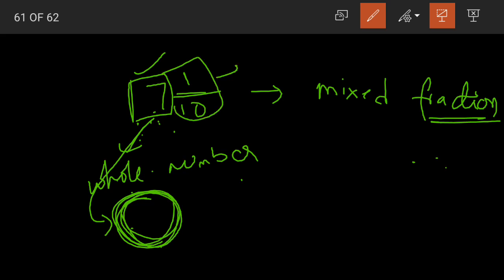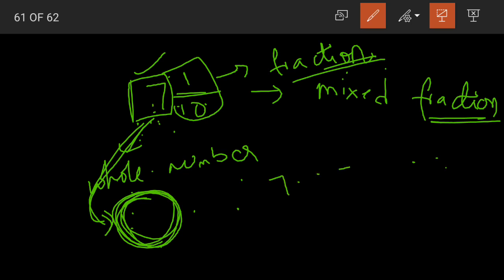And what is 1 by 10? 1 by 10 is our fractional part, is our fraction. That means we are having 7 wholes, that is 7 objects. And for the 8th object, after 7 we have the 8th one, right? This 8th one is divided into 10 parts, out of which one is shaded. Understood, children?